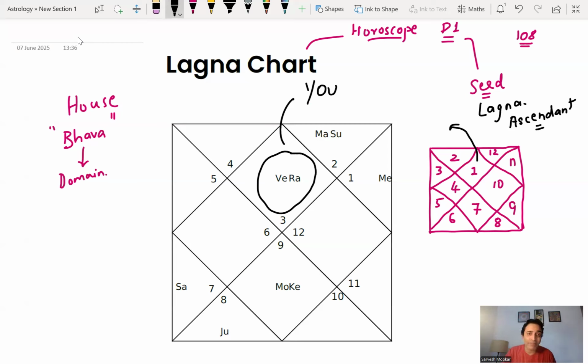Of course, all these 12 houses are important. They have a role to play, very important role to play, all of these 12 houses. But the first house is like the introduction of your life.